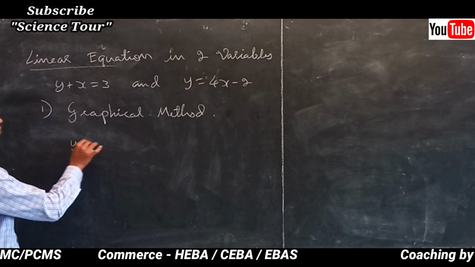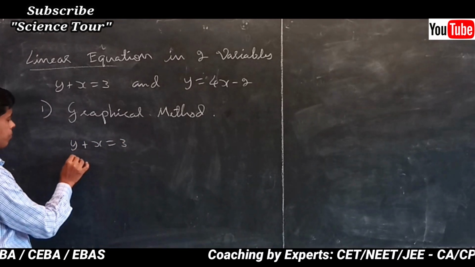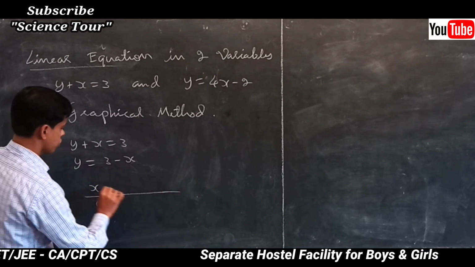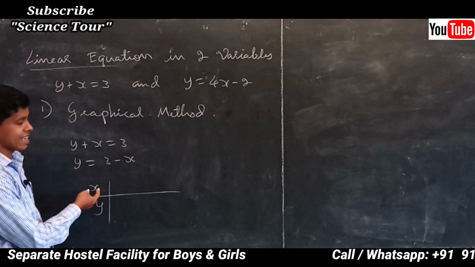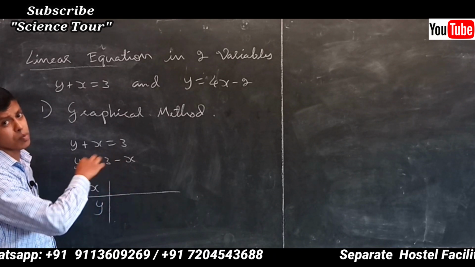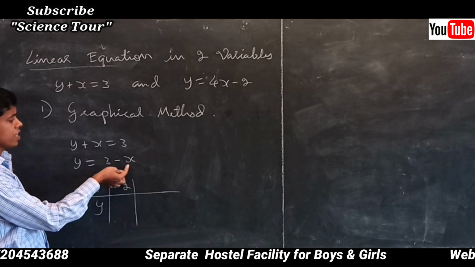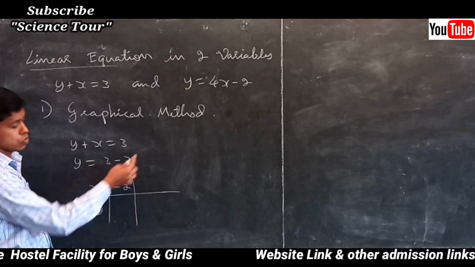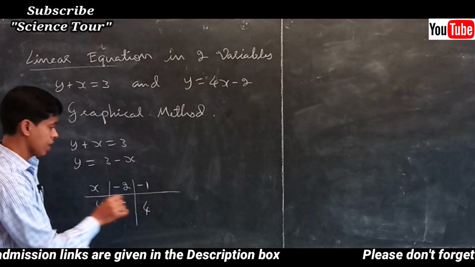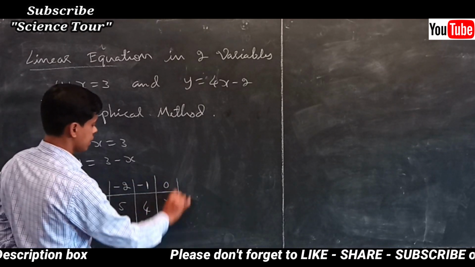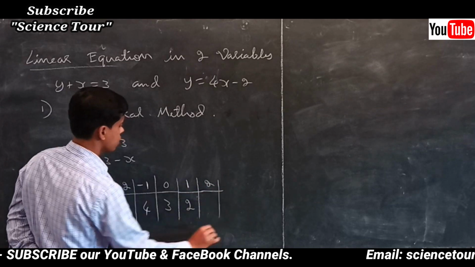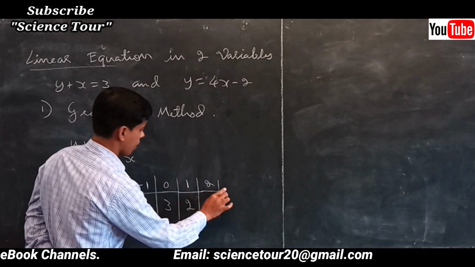So, you have y plus x is equal to 3. So, what is y? 3 minus x, correct. If you have x values and y values, you can take anything, you can start with minus 2. If you take minus 2 here, that will be 3 minus minus 2, 3 plus 2, that is 5. If you take minus 1, that is 3 plus 1, that is 4. If you put 0 you get 3, and if you put 1, 3 minus 1, that is 2, and if you take 2, that would be 3 minus 2, which is 1, correct.